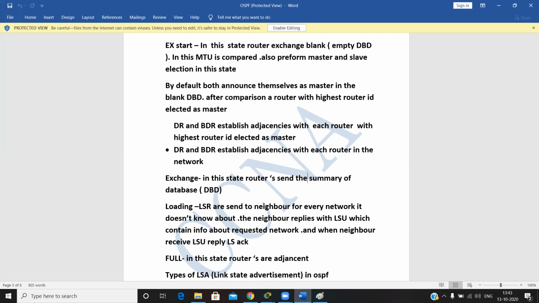In loading, an LSR is sent to the neighbor for every network it does not know about. The neighbor replies with an LSU, which contains information about the requested network. Okay, and when a neighbor receives an LSU, it always replies with an LS acknowledgement. And in full, in this state, the routers are adjacent.